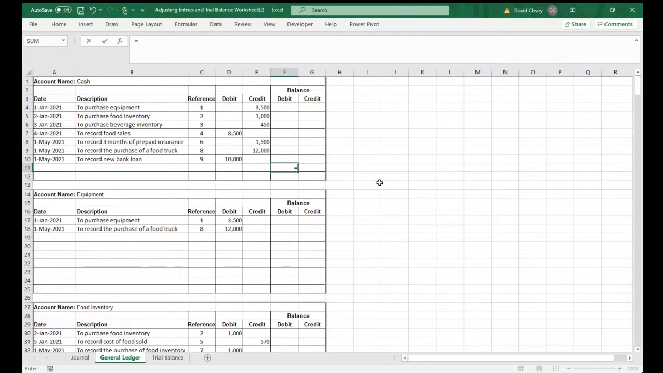So in this case, I'm going to add up all of my debits. There we go. And I'm going to subtract all of my credits. And you can do this pretty much any way you want. I'm just doing it this way because I find it easier. And then we get a debit balance on our cash of $50,000.